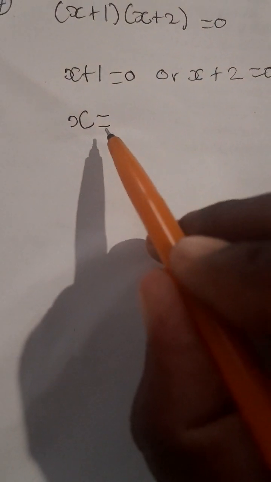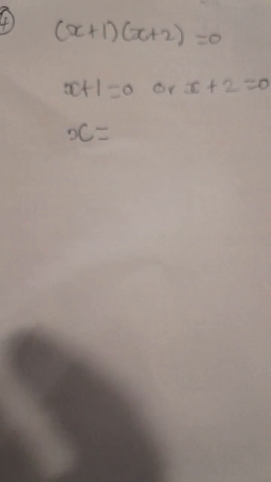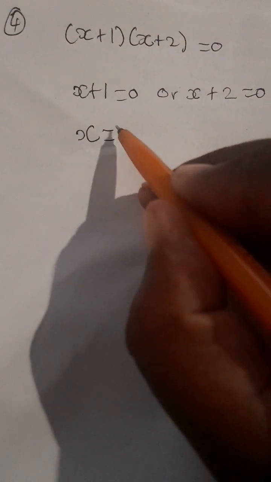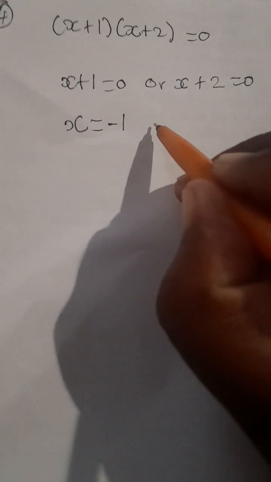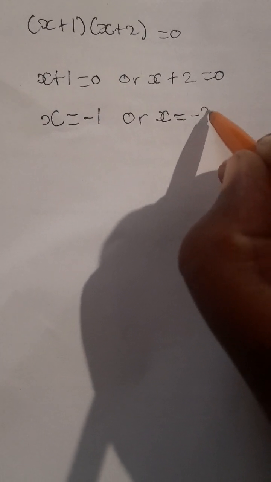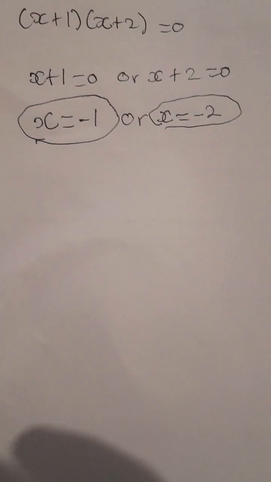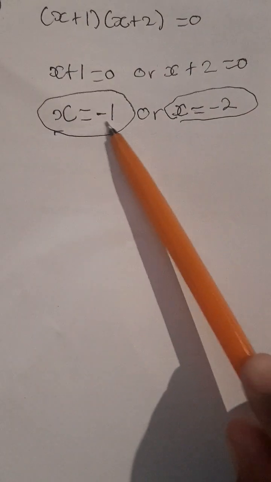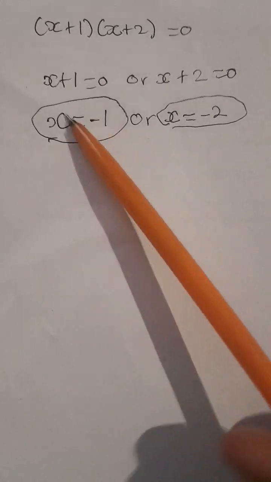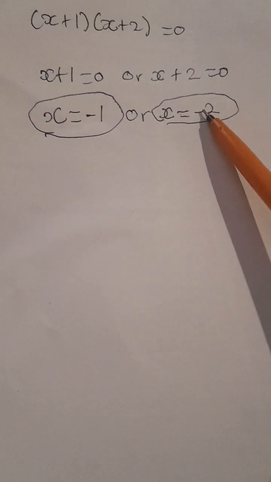Then the best way is to take the 1 to the other side. If you take positive 1 to the other side, it becomes negative 1. If you take positive 2 to the other side, it becomes negative 2. So that's the solution then. We have negative 1 and also negative 2.